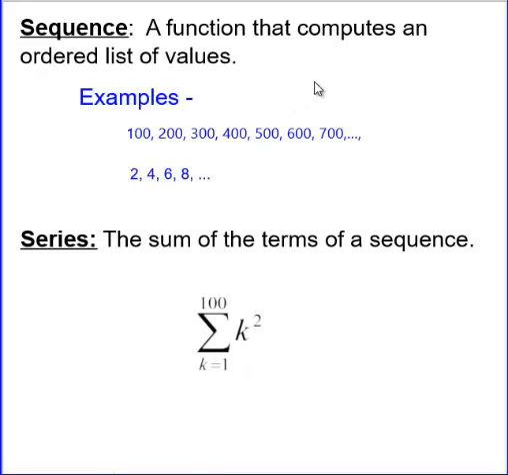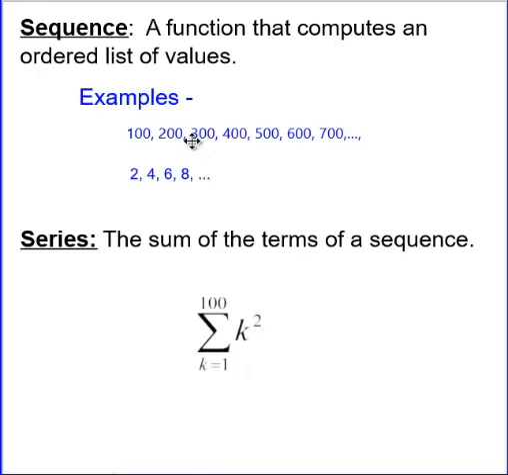So first, a sequence is a function that computes an ordered list of values. There's two types. There's the recursive and explicit. We're not going to go into detail about those. If you're interested in looking at them, they are in section 11.1 of the textbook. But some examples of sequences would be like 100, 200, 300, 400. That is a sequence. Another sequence, 2, 4, 6, 8, and so on. So that's also another sequence.